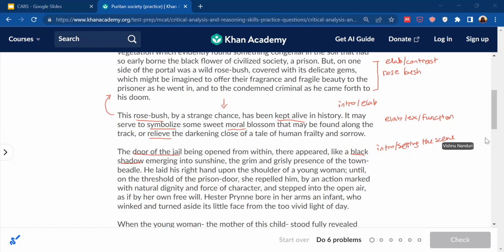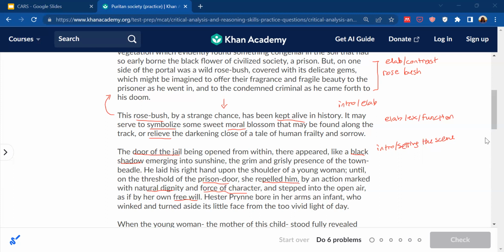And then the next sentence is him talking about this young woman. So he had his right hand and was kind of pushing out this young woman. And as he was pushing her out of the prison, she kind of maybe pushed him aside or repelled him. And this was an important gesture because it showed her natural dignity and her character. It also showed that she had some kind of free will. So it's giving us a new character.